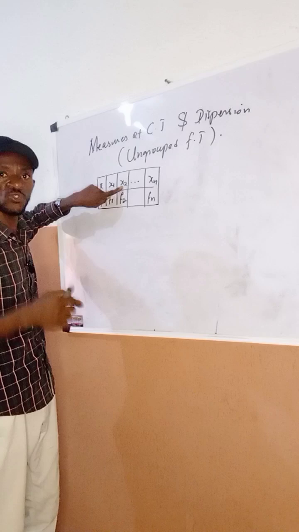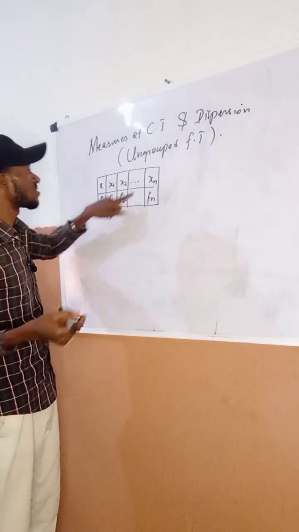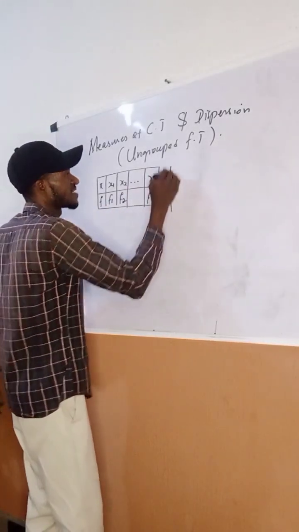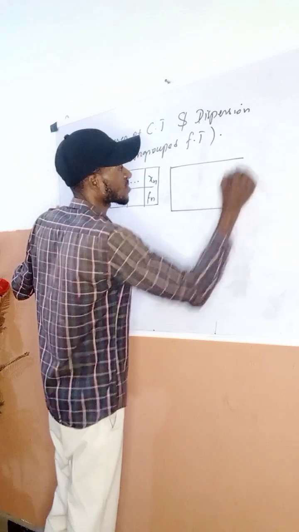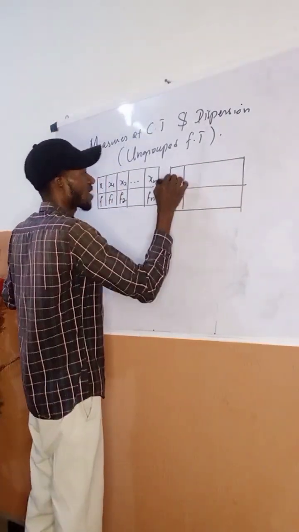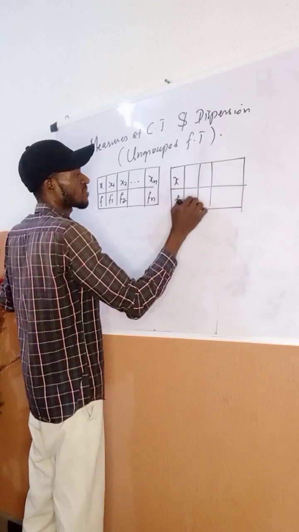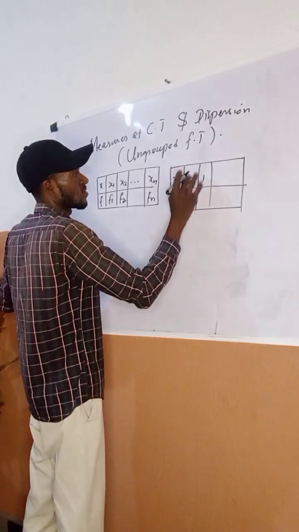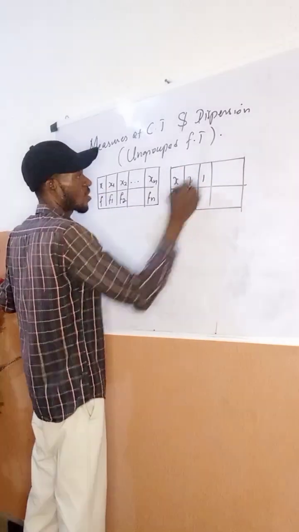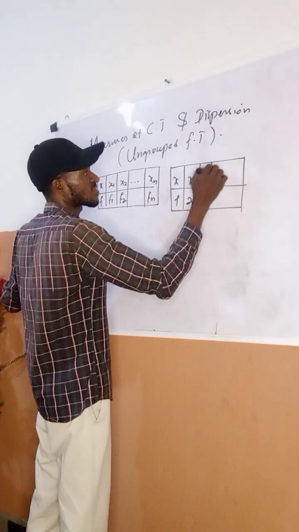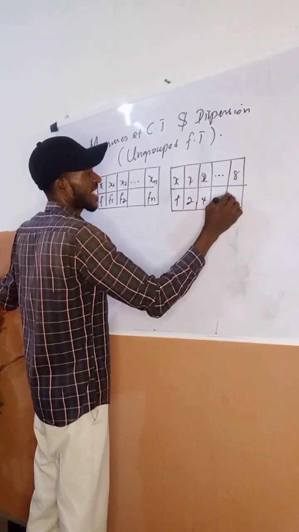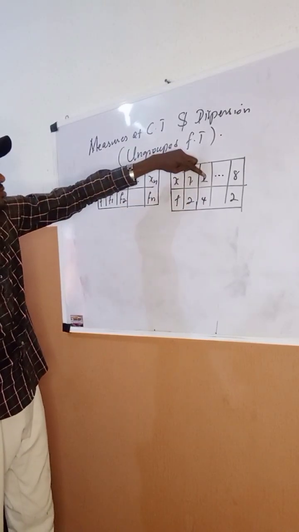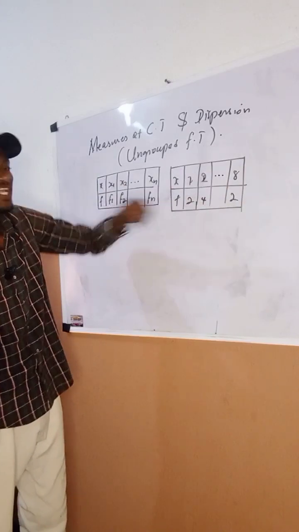What I'm trying to say is that x1 occurred the number of times f1, my x2 occurred f2 times, up to xn, which occurred fn times. This can be shown equivalently like this, where you have x here and f there. 1 occurred 2 times, 2 occurred 4 times, down to 8, which occurred 2 times.